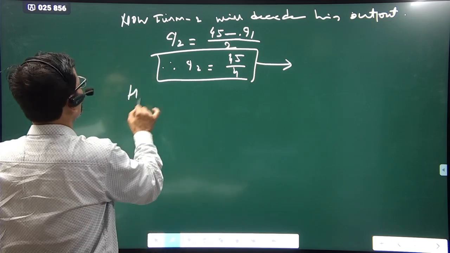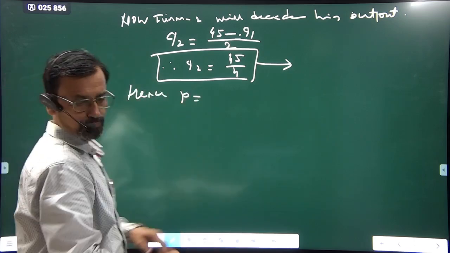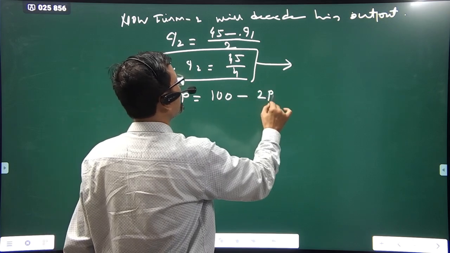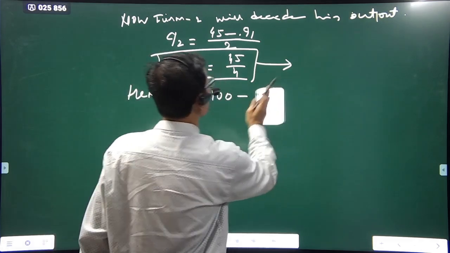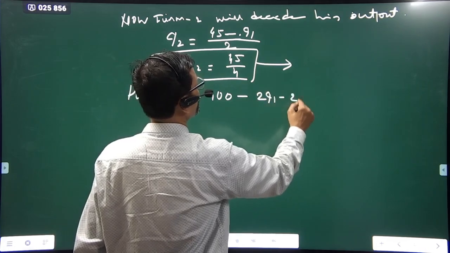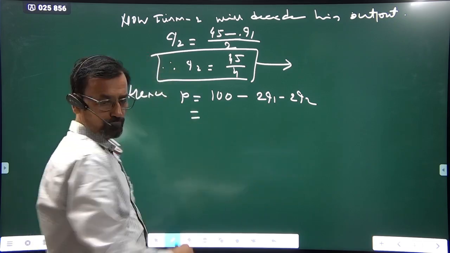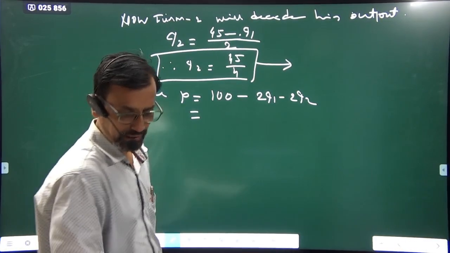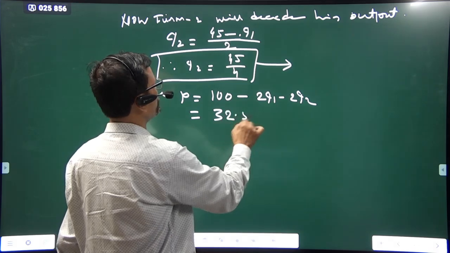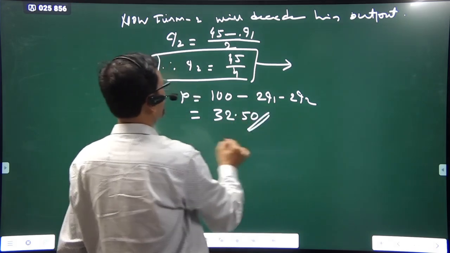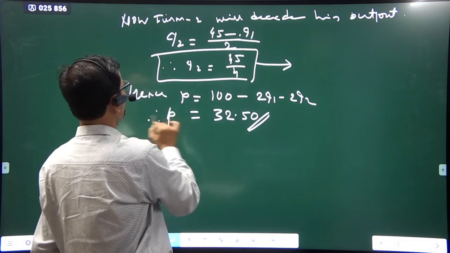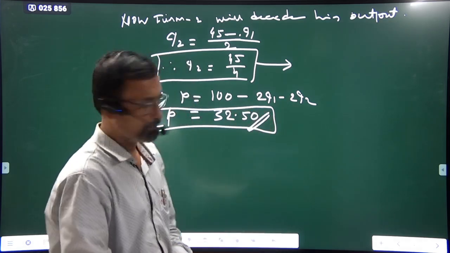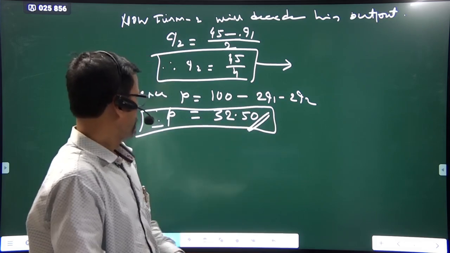Now we can find the profit also, by putting all the values into P equals 100 minus 2Q1 minus 2Q2. When you put the values of Q1 and Q2 and simplify, we will get the price, that is P is equal to 32.50.